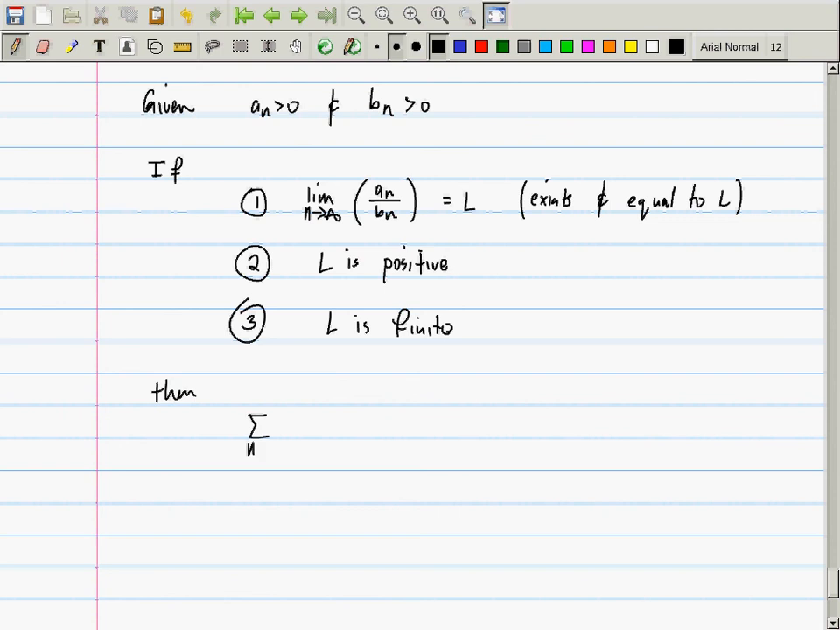Then these two series, the sum from n equals 1 to infinity of a_n and the sum from n equals 1 to infinity of b_n, both converge or both diverge. This is similar to the previous test. The way it will go is I will give you a series, and you will say, I'm not really sure what that series does, but it looks like this other series, and I know what that series does. So you compute a limit, you determine that the limit exists, is positive and is finite, so both of these series must do the same thing. For that reason I know what the original series does. Does everybody understand the flow of the argument?